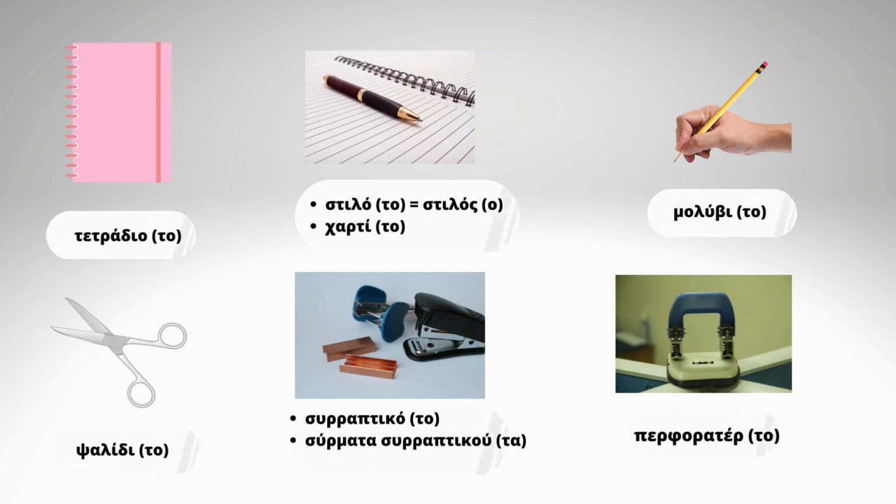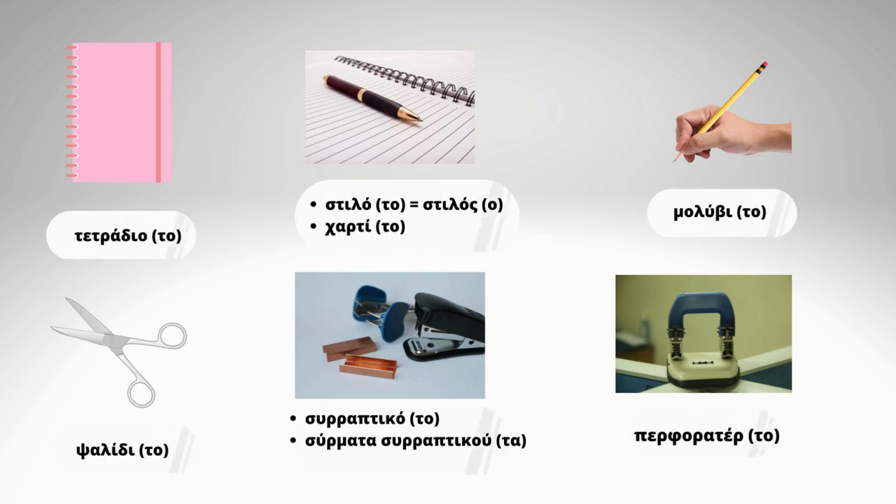And under the pen we have paper. So the word for it is το χαρτί. Το χαρτί. This is a neutral gender word. Below the paper, under the paper, we have a stapler and stapler wires.